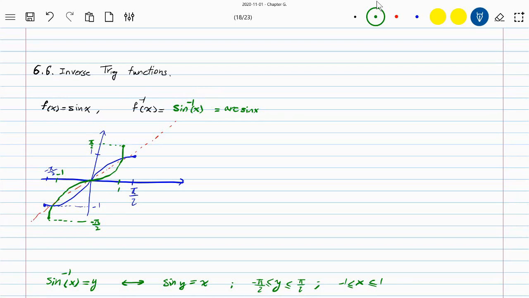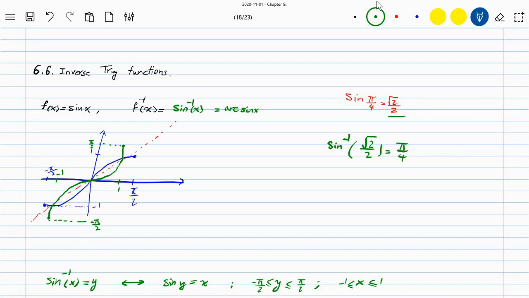The inverse function takes an input. What is that input? It's the corresponding y value of what you have for sine. So for example, if I know sine of pi over 4 is √2/2, then what does sine inverse do? Sine inverse takes this as an input. It takes the root 2 over 2 as an input. And what does it give me? It gives me pi over 4.